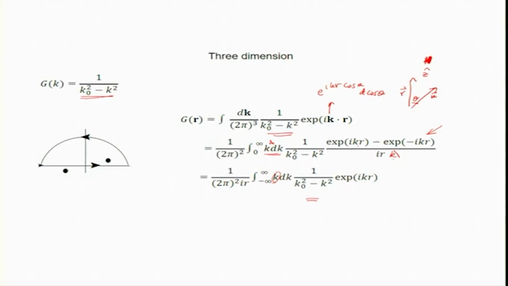Again apply the contour. r is always positive, right? r is a magnitude, so it is positive. So, I close from the top, and you do the algebra, and the answer is this exponential i k r by 4 pi r. So, this is in fact the amplitude of the electric field.